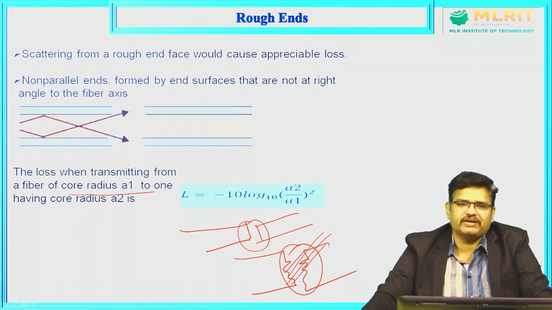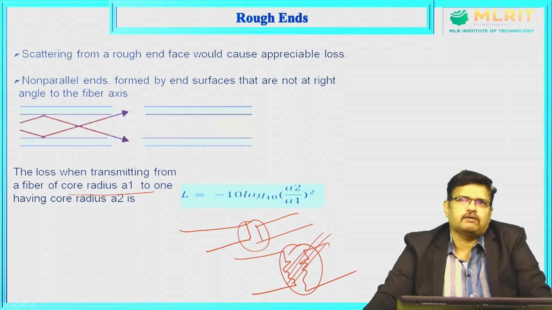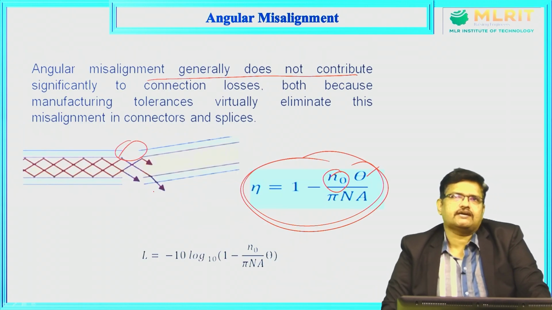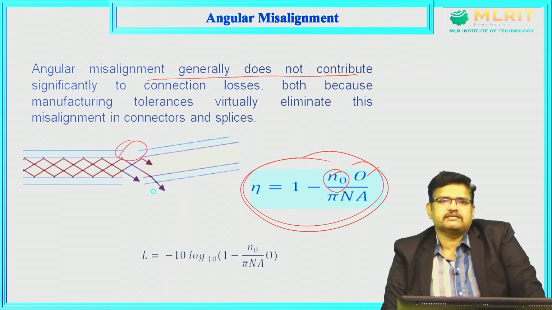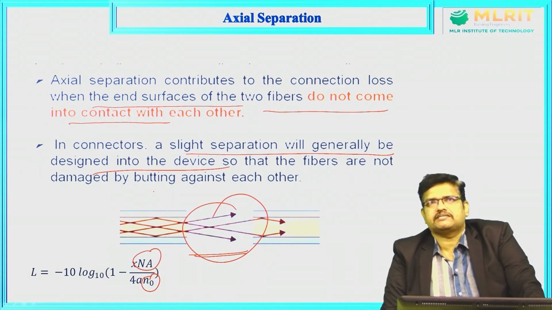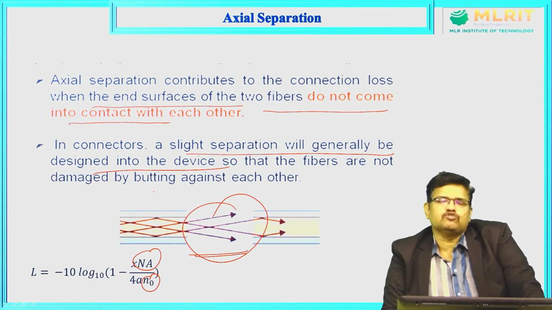So we are facing four main joint problems: lateral misalignment, angular misalignment, axial separation, and rough end. These are the four major drawbacks while joining two fibers.